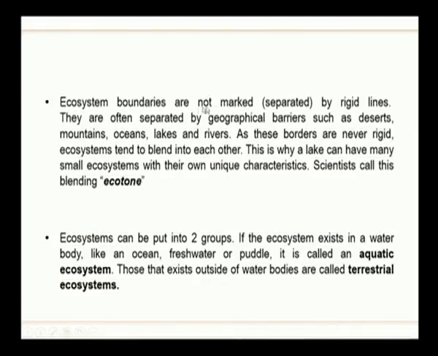Ecosystem boundaries are not marked by rigid lines. They are often separated by geographical barriers such as deserts, mountains, oceans, lakes and rivers. As these borders are never rigid, ecosystems tend to blend into each other. This is why a lake can have many small ecosystems with their own unique characteristics. Scientists call this blending an ecotone.